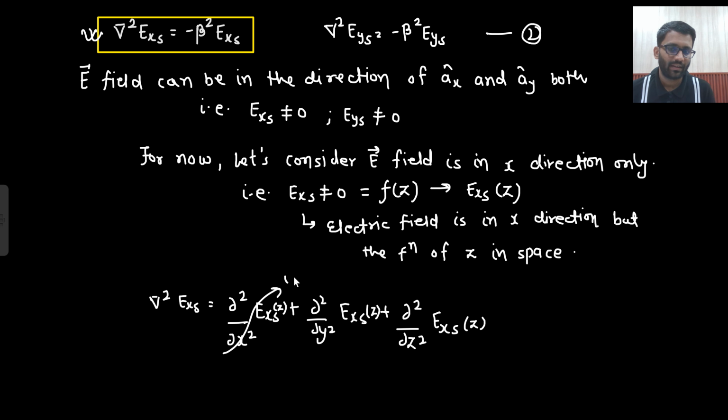0. Why? Because del square by del x square, now it is a function of z. I don't know the expression, but I actually know the expression. It will be E naught cos of omega t minus beta z.